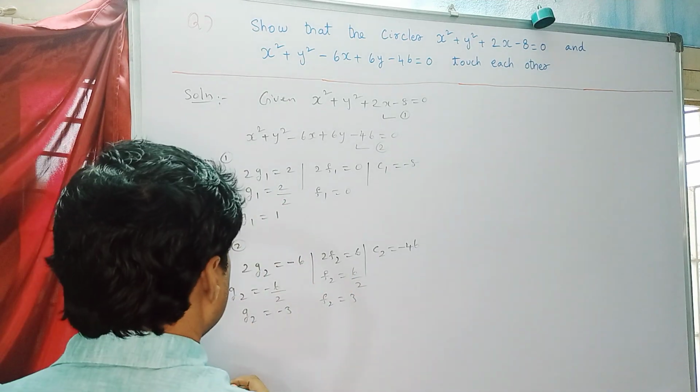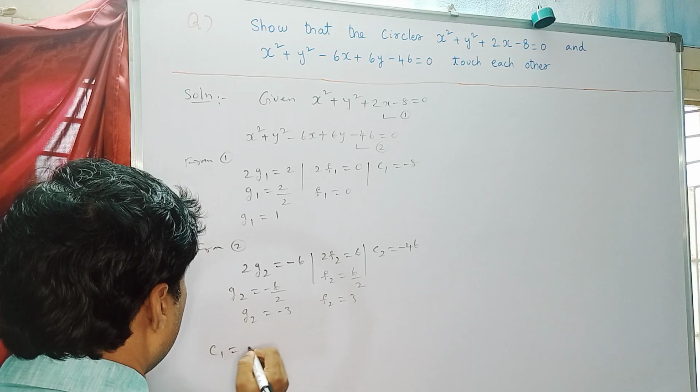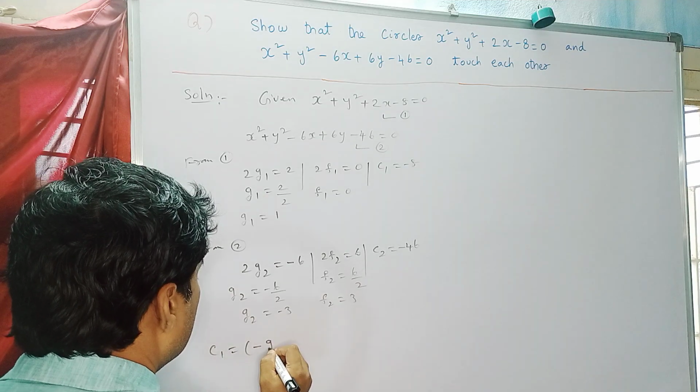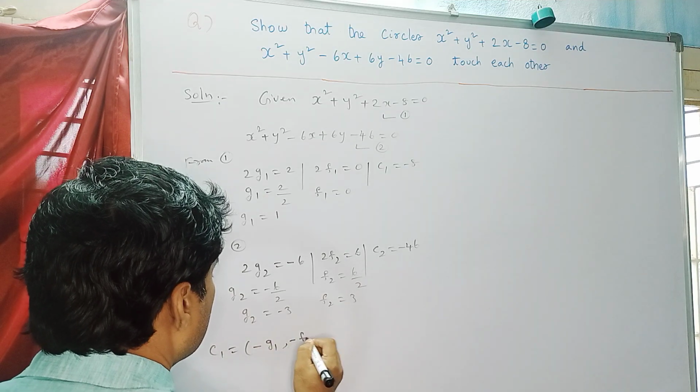Now from the first equation, what is the center C1? C1 equals (-g1, -f1).